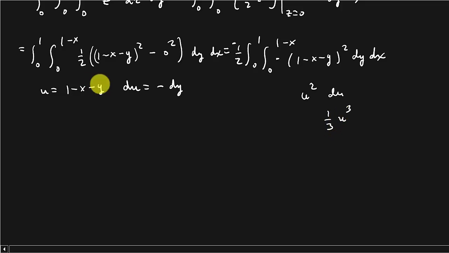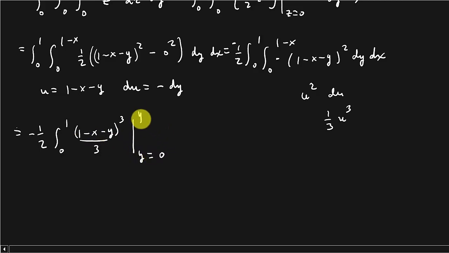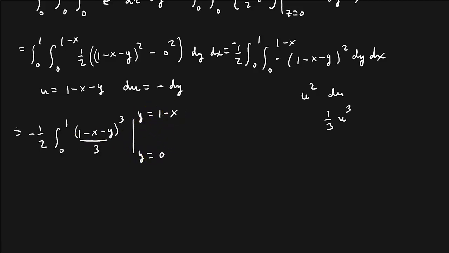All right. And then I'm going to take this and plug it back in for u. Hopefully everybody sees that. And so that will actually give me negative 1/2, the negative 1/2 right here, and that's going to be from 0 to 1. And then when I plug the 1 minus x minus y back in, that's going to give me 1 minus x minus y cubed over 3, from y equals 0 to y equals 1 minus x.